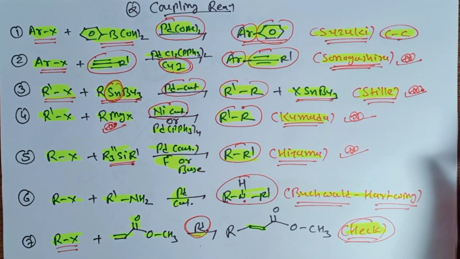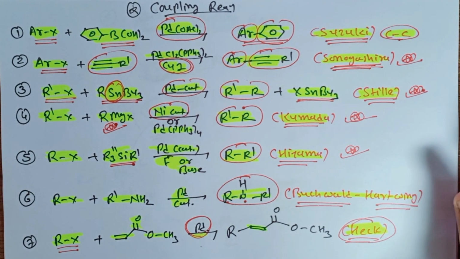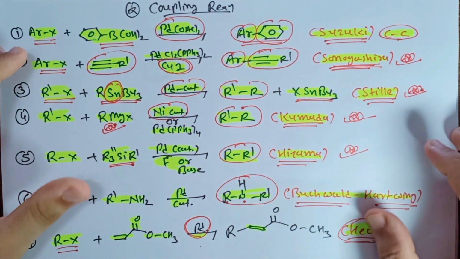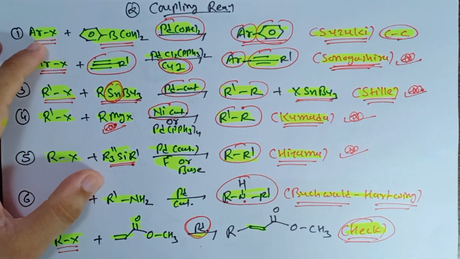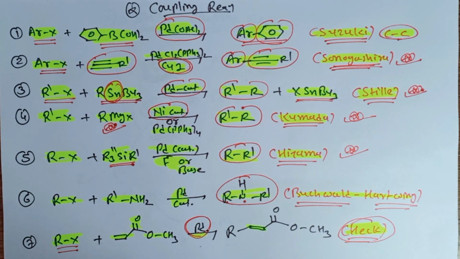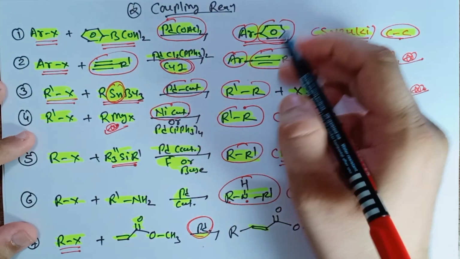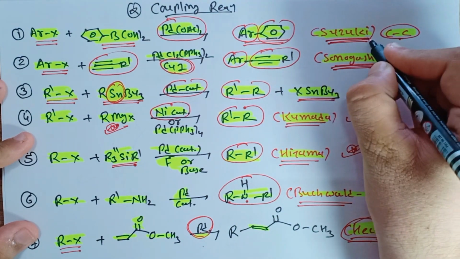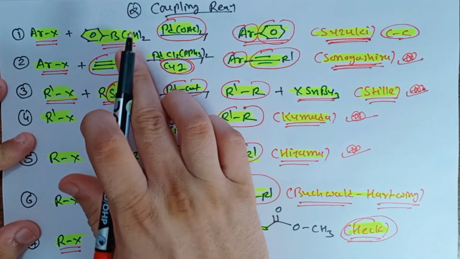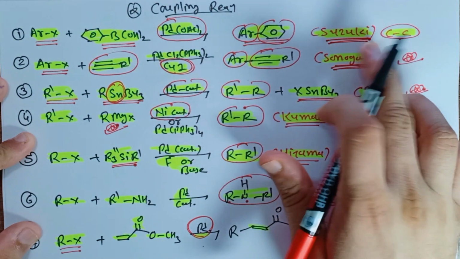So now let us summarize this coupling reaction. Let us quickly summarize. So first of all, let us start with the ArX. This is our ArX group. Now when it is reacted with the phenylboronic acid in the presence of palladium catalyst, this gives a C-C coupled product, that is the Suzuki reaction. So whenever you are finding a boronic acid, you can think about the Suzuki reaction.